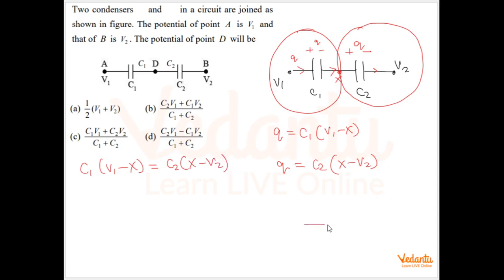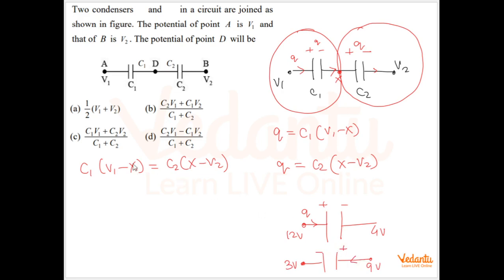Remember, charge always goes from higher potential to lower potential. If I have 12 volt and 4 volt, that means charge will flow in this direction. This will be positive, this will be negative. If I had something like this, charge will always go from higher potential to lower potential. Then charge would go in this direction. This will be positive, this will be negative.